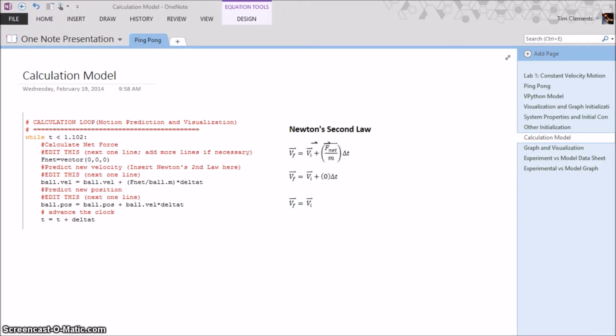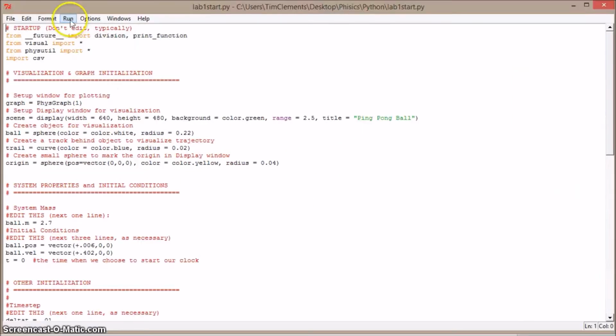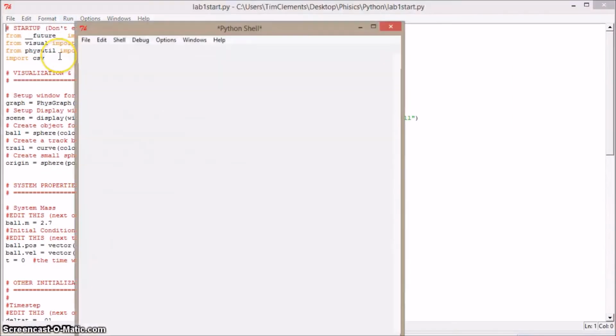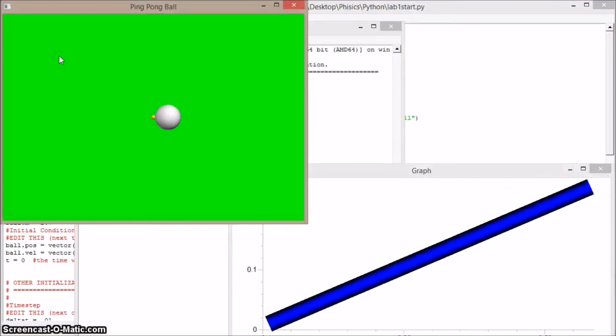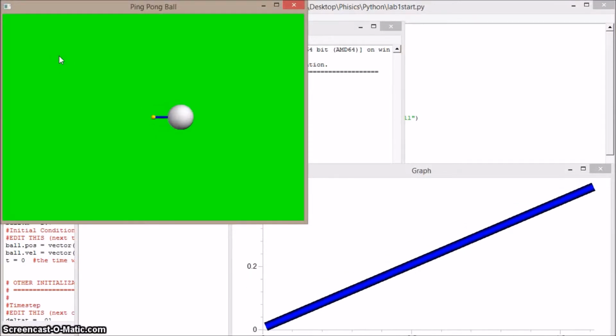In the model, in order to have a constant velocity, the net force is assumed to be 0. Inputting the net force of 0 into the model leads us to see that the final velocity is equal to the initial velocity, meaning that it is constant. If we run the model, we see that the ball moves in the positive x direction in the visualization and increases in position in the graph.